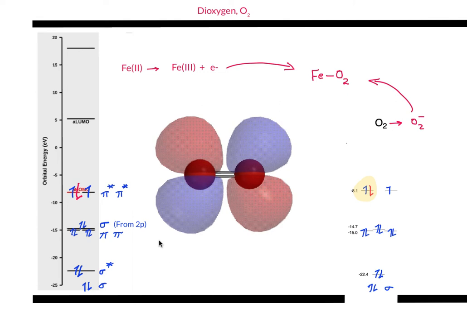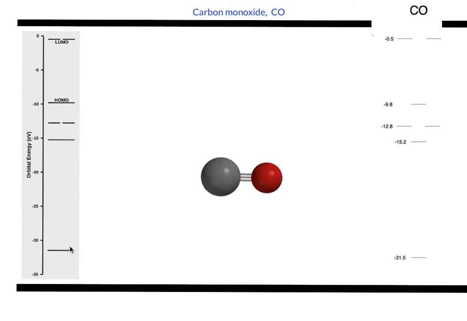Let's now look at carbon monoxide. You've already seen carbon monoxide. On the right, I list the energy levels. Carbon has 4 valence electrons. Oxygen has 6 valence electrons, so the bonding will involve 10 valence electrons. Carbon monoxide is actually isoelectronic to dinitrogen, which also has 10 valence electrons.